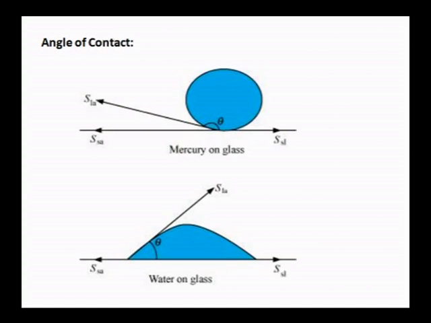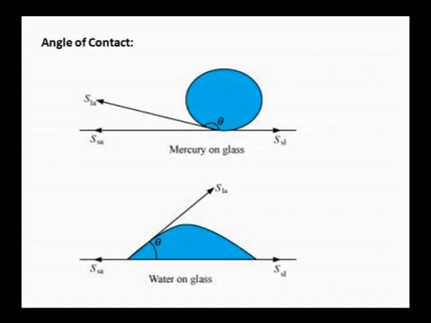Similarly, for mercury, when a drop of mercury is placed on the glass, the mercury takes a perfect spherical shape because the cohesive force is greater than the adhesive force. Hence, if we draw a tangent to this sphere of mercury where the mercury is in contact with the glass, we can see the tangent is making an angle greater than 90 degrees.